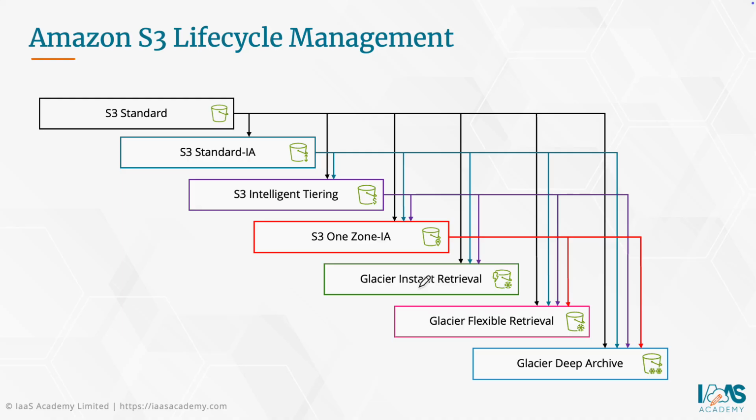So there are certain limitations and caveats you need to be aware of, and I'll highlight some of those in a second. If you've got data in instant retrieval, you can transition into flexible and deep archive. From flexible retrieval, you can go into deep archive. What you would have realized is that you can't go in the opposite direction. So if you've got data in standard IA, you can't transition back into standard, okay? Or if you've got data in one zone IA, you can't transition it back into intelligent tiering. So these are certain things you need to be aware of. It follows this waterfall model.